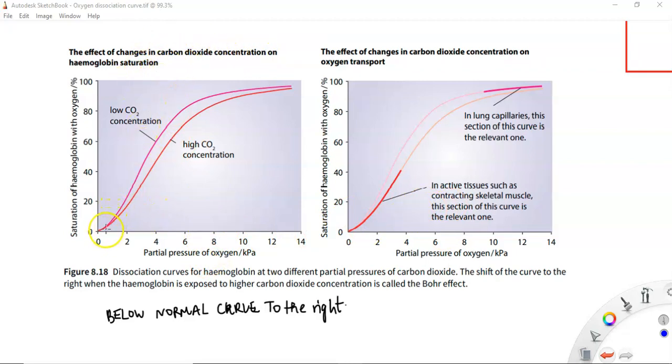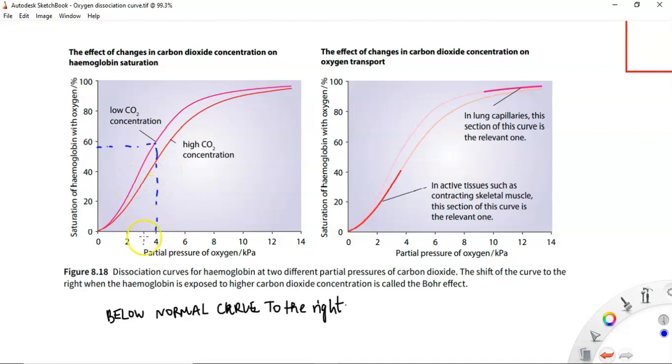So when you have a low concentration of carbon dioxide, you can see the curve is like this. At 14 kilopascal, 95% saturation; at 4 kilopascal, you have a slightly higher saturation. But then in the presence of carbon dioxide, with a higher partial pressure of carbon dioxide, what happens? It causes this dissociation curve to shift to the right. So it is lower than normal, to the right.